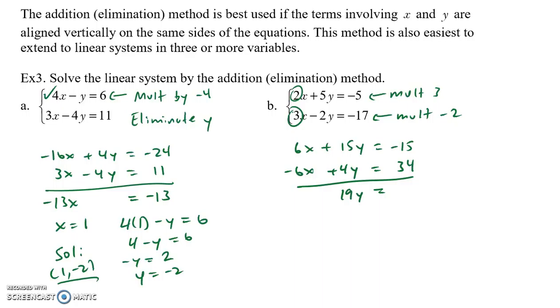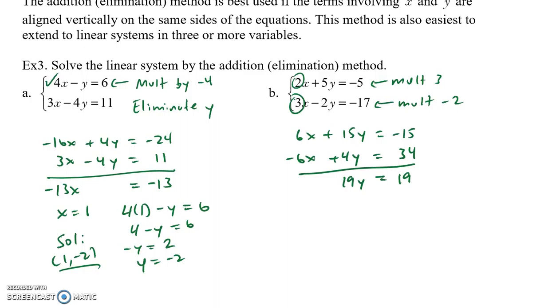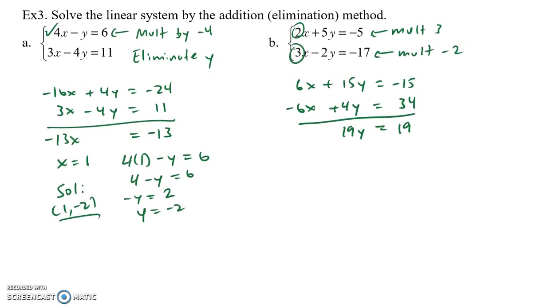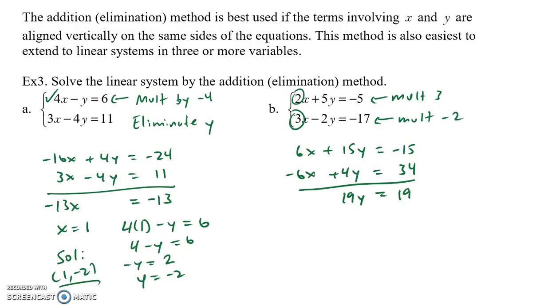let's see, right, so I have this right. The right-hand side will also be 19. Then if we divide both sides by 19, we obtain y equals 1.